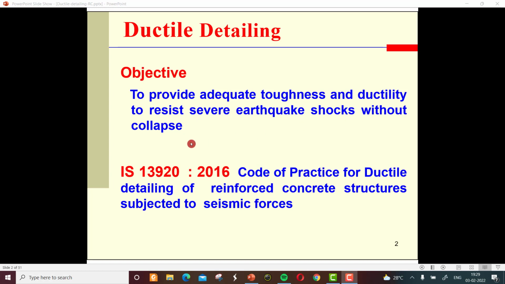without collapse. So this code deals with several detailing practices and some concepts which help the designer to design a building such that it won't collapse under earthquake load. And the IS code 13920 is called the Code of Practice for Ductile Detailing of Reinforced Concrete Structures Subjected to Seismic Forces.